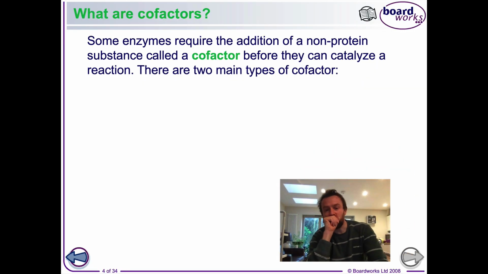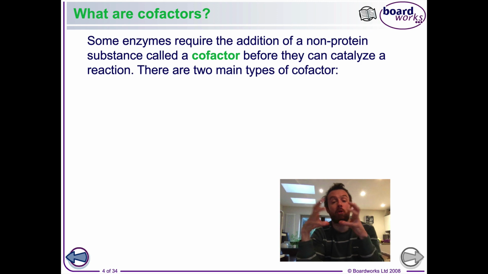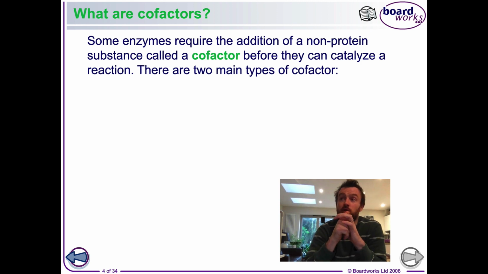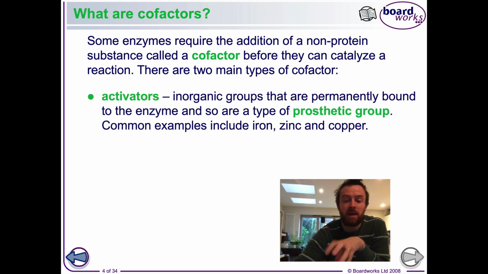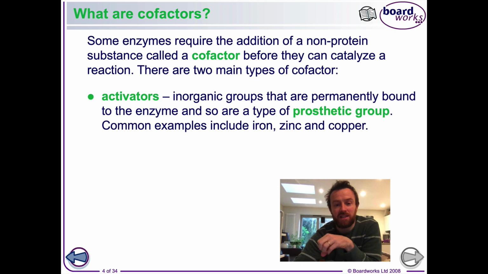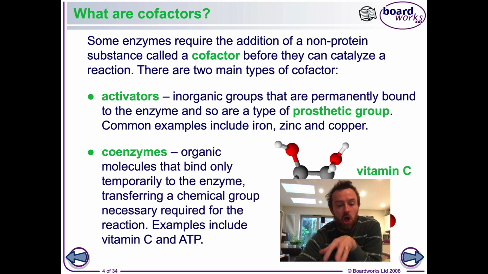So some enzymes need a non-protein substance called a cofactor to work with. Now there are 2 types of cofactor. So they can be split into activators, which are permanently bound prosthetic groups, and coenzymes, which are only temporarily bound. Okay, so that's the key thing.